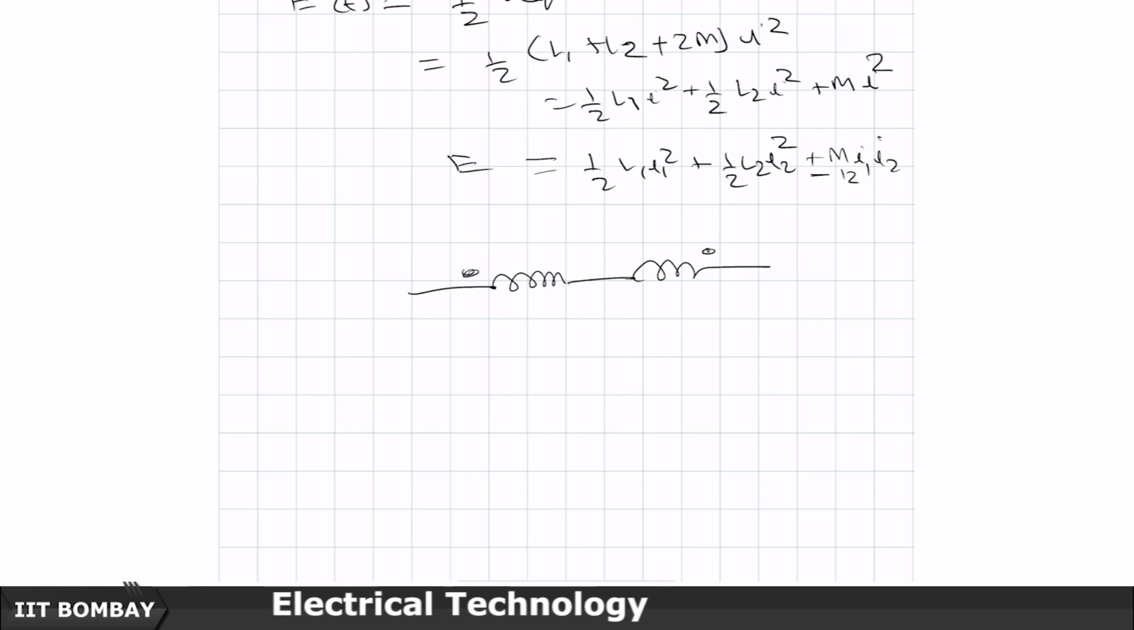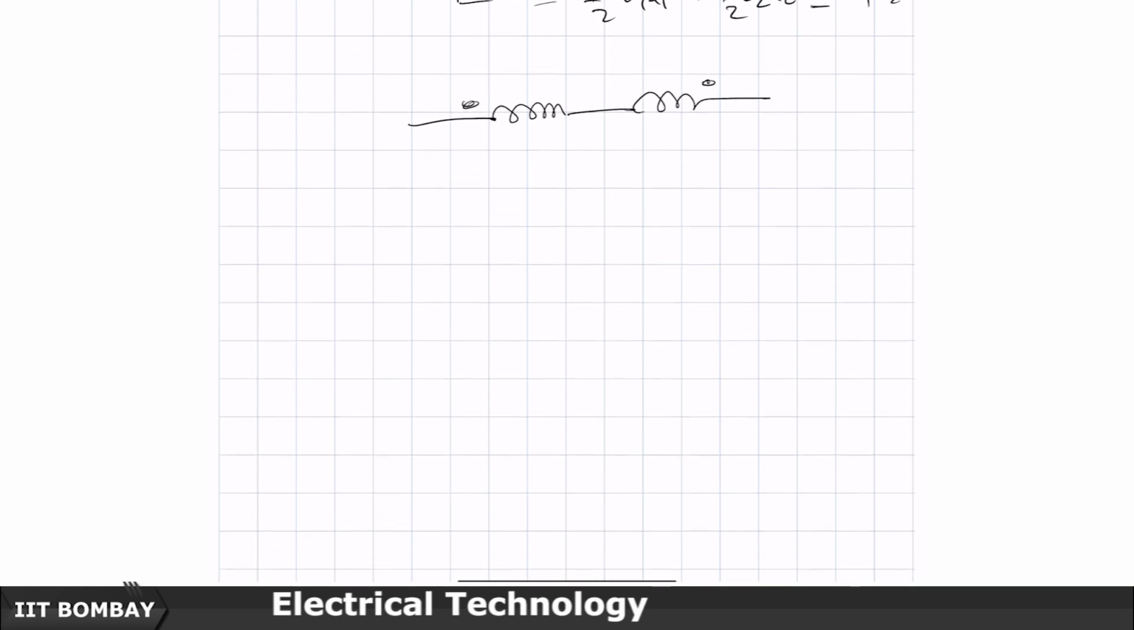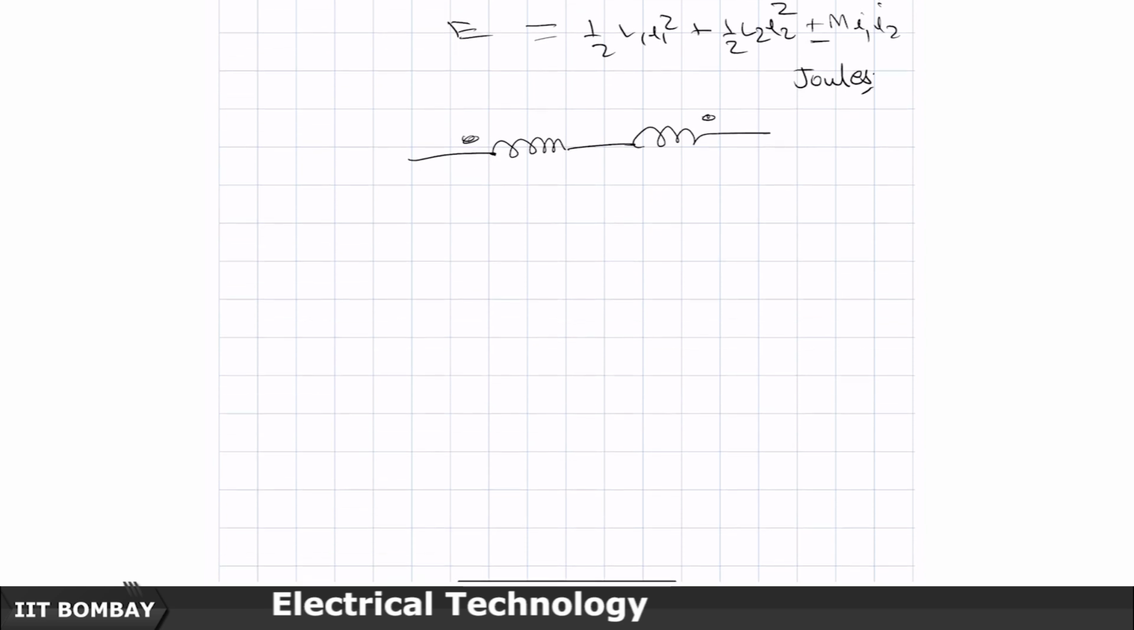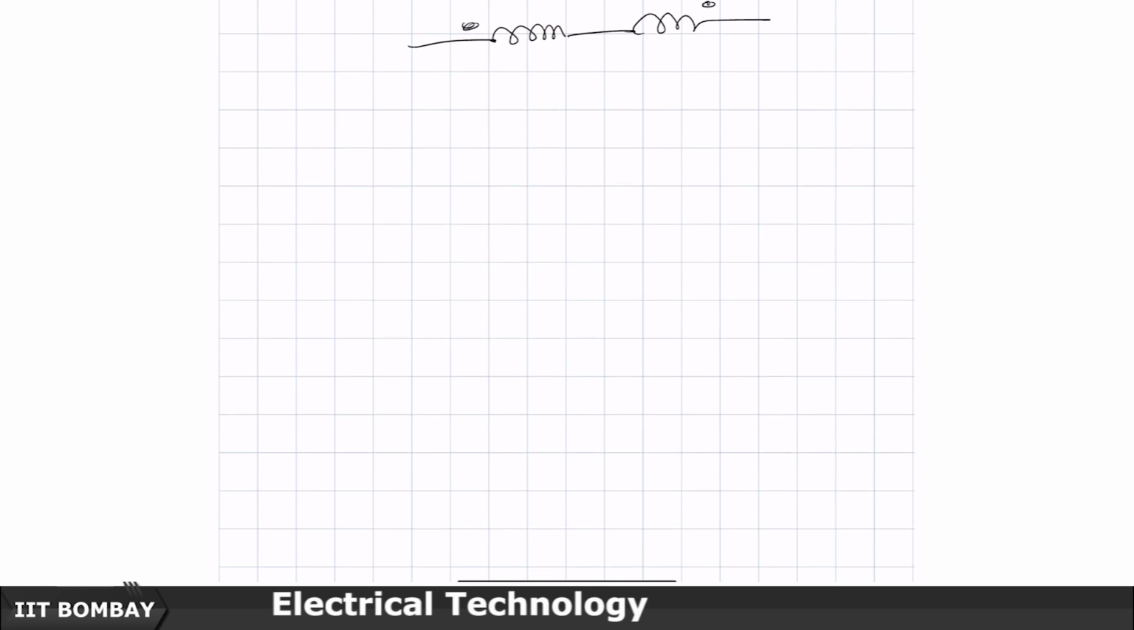And if you want, you can write M12, though it is not required. So, the energy stored in a mutually coupled coil is not just the energy half L I square from the first coil plus half L I square from the second coil, but rather there is one additional component, which is M I1 I2. And of course, the unit is joules.